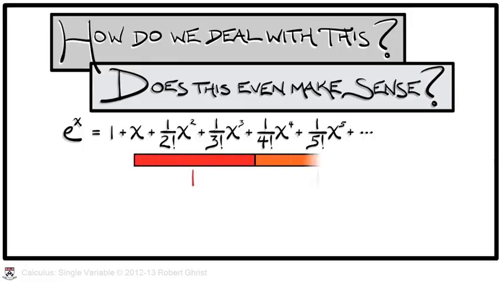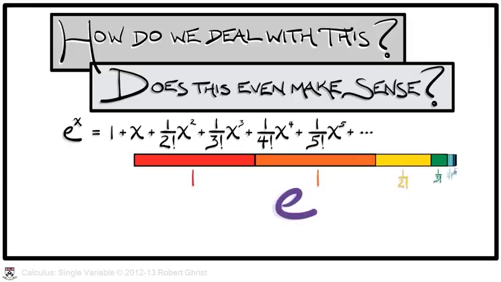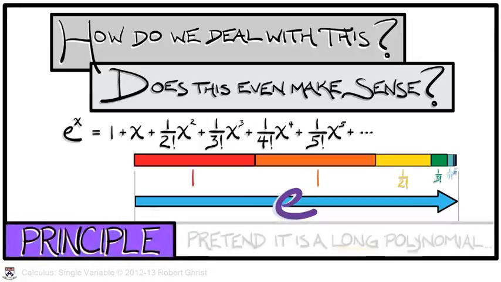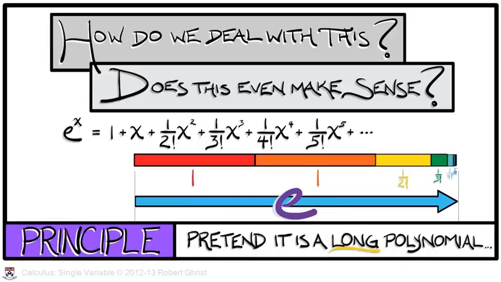Well, certainly for specific values of x, say x equal to 1, we could try to compute what e to the 1 would be as 1 plus 1 plus 1/2 plus 1/6 plus 1/24, etc. It seems as though this converges to the familiar decimal expansion for e that we know. In general, the principle that you should follow in trying to understand statements such as the definition of e to the x is to pretend that this is a long polynomial, a polynomial of unbounded degree.